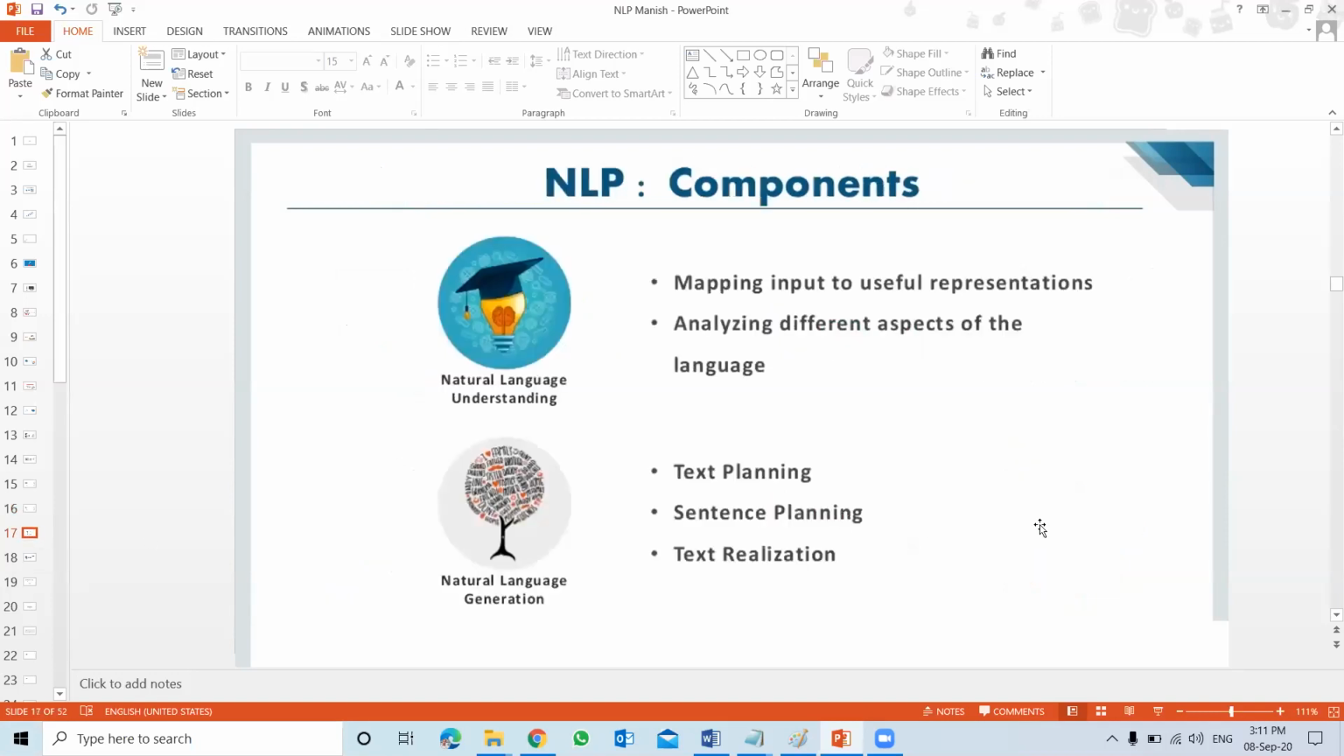Next, we have the components of NLP. What components do we have? We have mapping input to a useful representation, and analyzing different aspects of the language. We have text planning, sentence planning, and text realization. We can implement all these things with the help of Python programming.